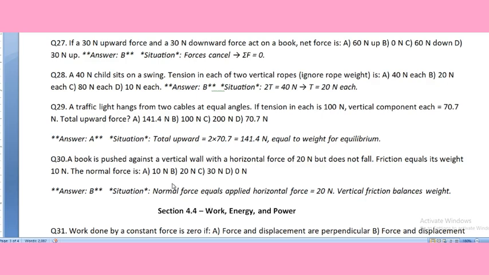4.4, work, energy and power. Still we are discussing physics grade 11, chapter 4. You answer with me.